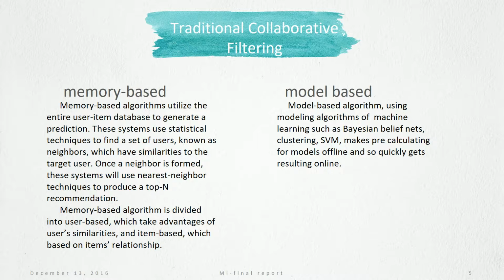Memory-based algorithms utilize the entire user-item database to generate a prediction. These systems use statistical techniques to find a set of users known as neighbors who have similarity to the target users. Once a neighborhood is formed, the system will use the nearest neighbor technique to produce top-n recommendations.